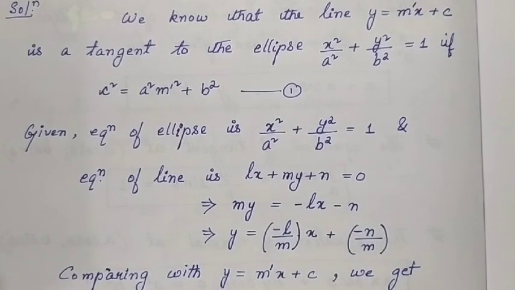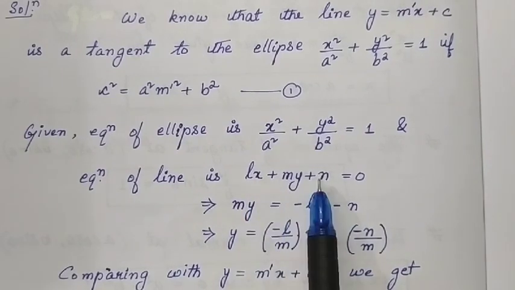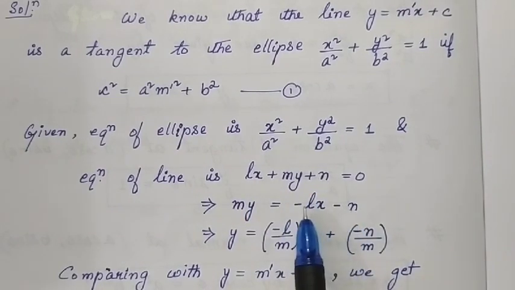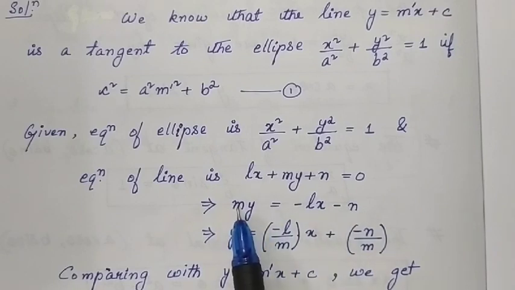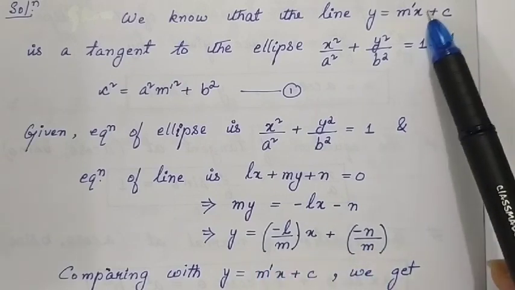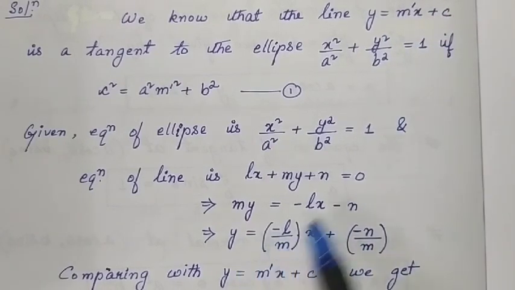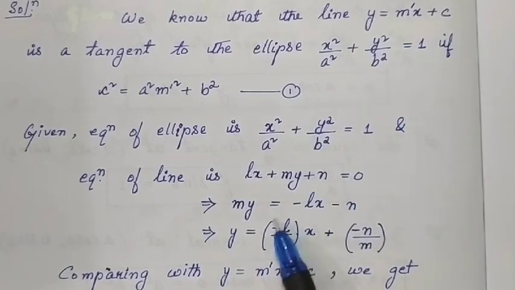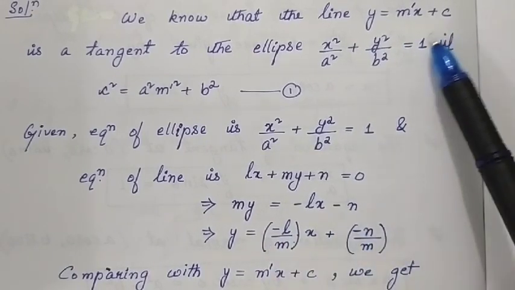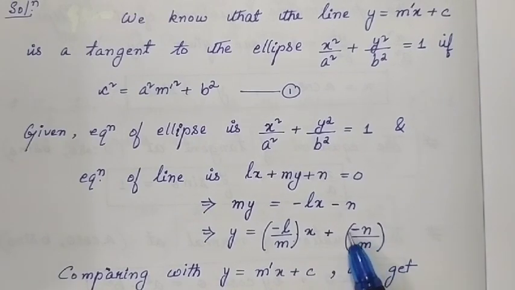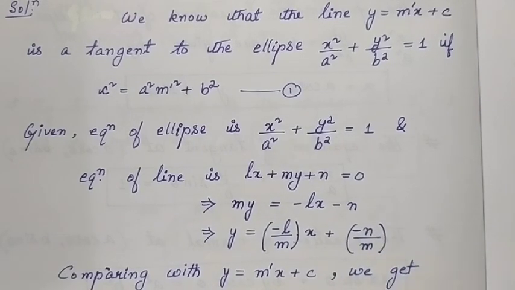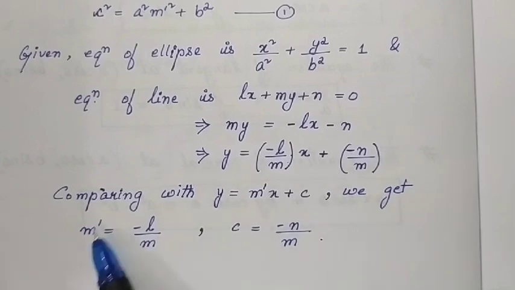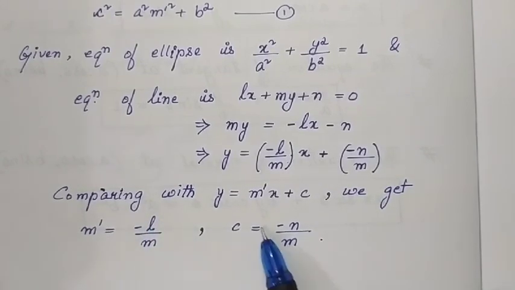See how we can do it. Take Lx and n to the right side, it will be minus, and shift this m to the right side: y equals minus L by m, x plus minus n by m. See, we can now compare these two equations. In place of m dash, we have here minus L by m, and in place of this constant c, we have minus n by m. So we can write that m dash will be this one and c will be this one.